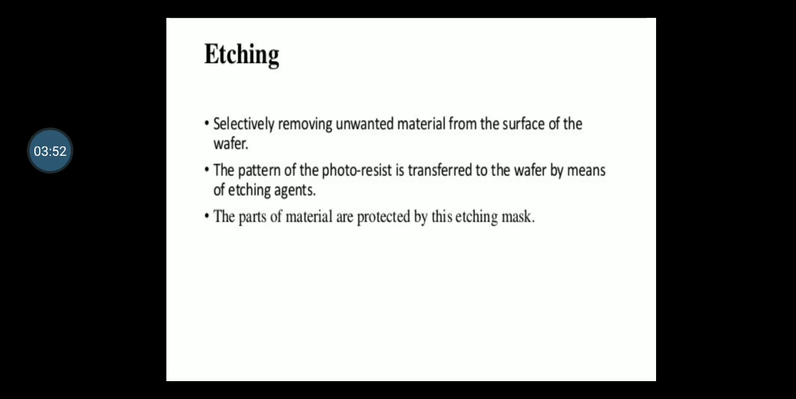Next one is the etching. So, selectively removing unwanted material from the surface of the wafer. The pattern of the photoresist is transferred to the wafer by means of etching agents. The parts of the material are protected by this etching mask.